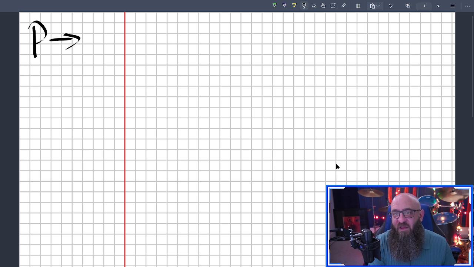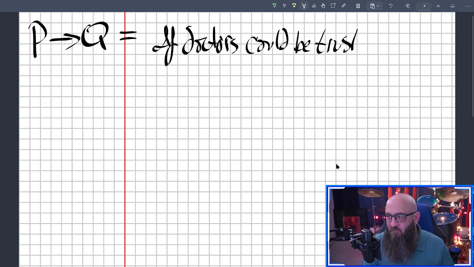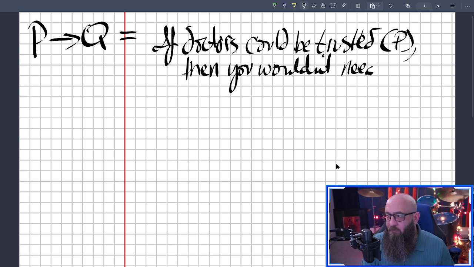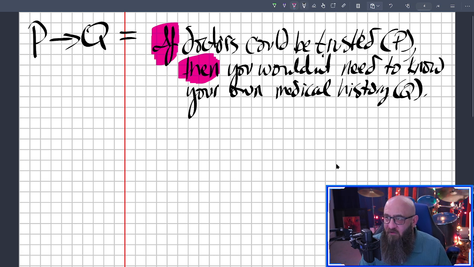Rather, so let's put it over here. If P, then Q, and let's say this will translate into, let's just use this example. If doctors could be trusted, and we'll let that be P, then you wouldn't need to know your own medical history, and that is going to be Q. So let's notice here the if then, right? If P, then Q. Now let's just assume that that's true.